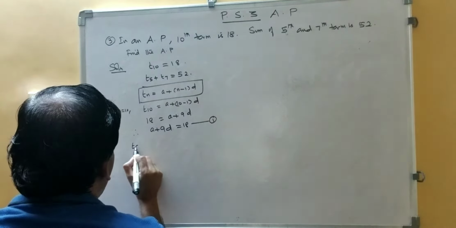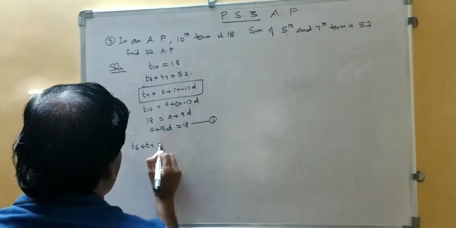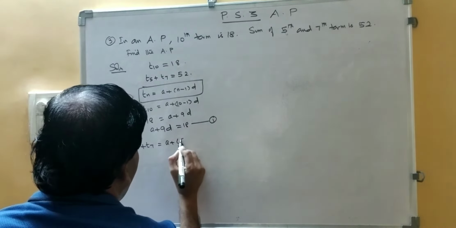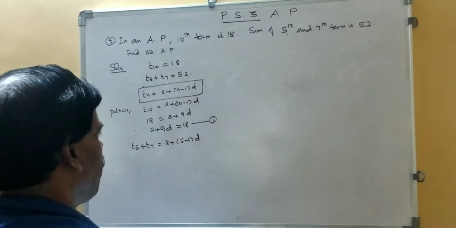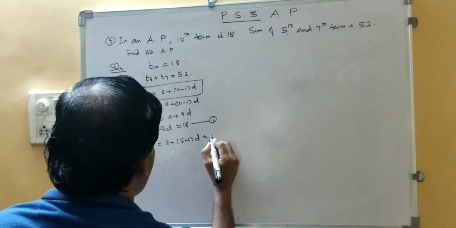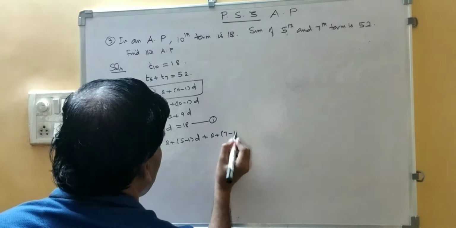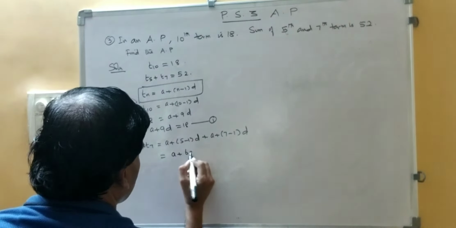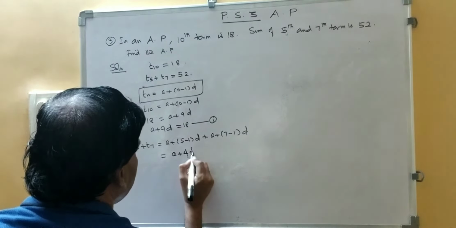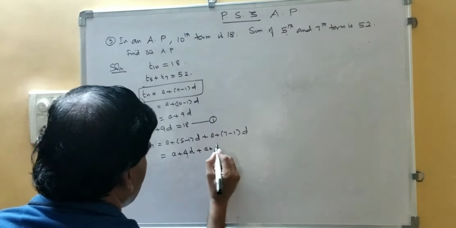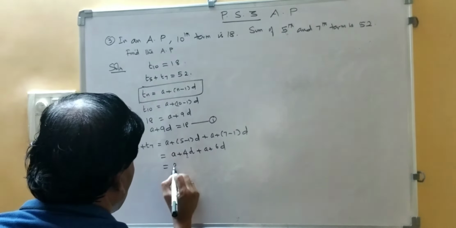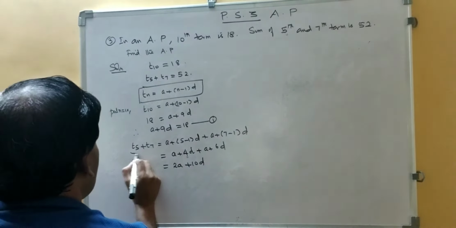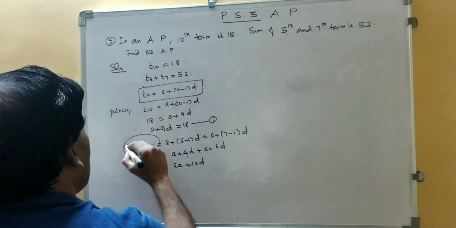T5 plus T7 means, what is T5? A plus 5 minus 1 into D, plus what is T7? A plus 7 minus 1 into D. So, A plus 4D plus A plus 6D. So, 2A plus 10D equal to, but what is T5 plus T7?